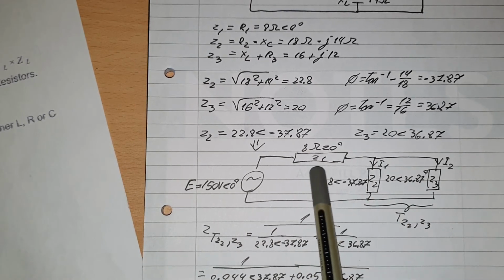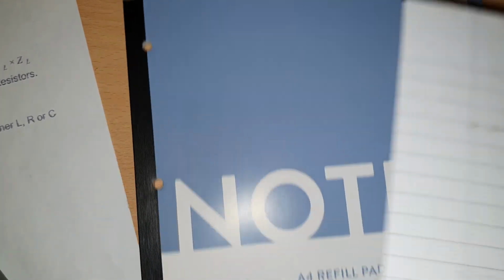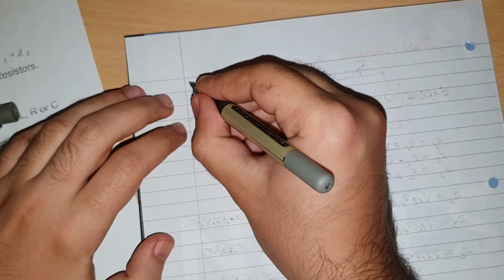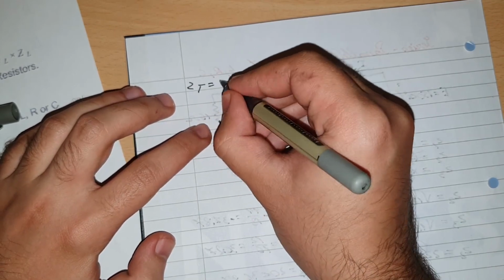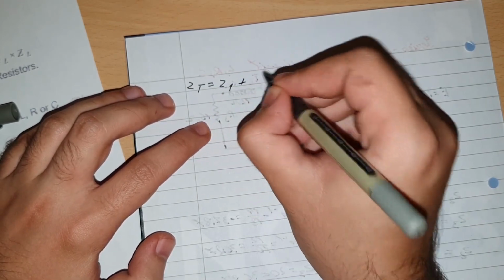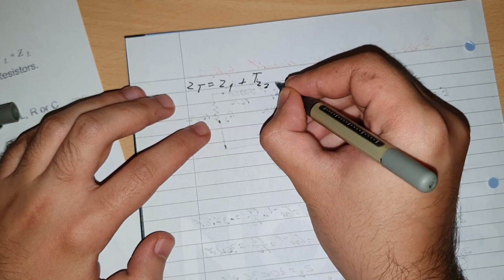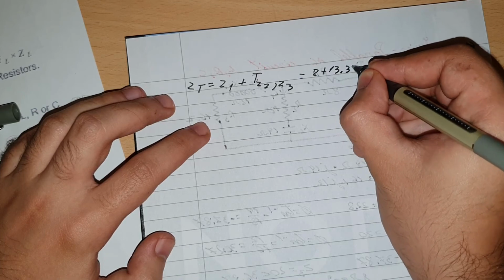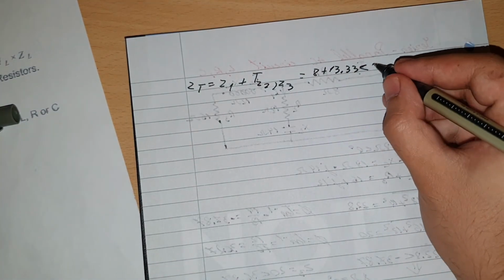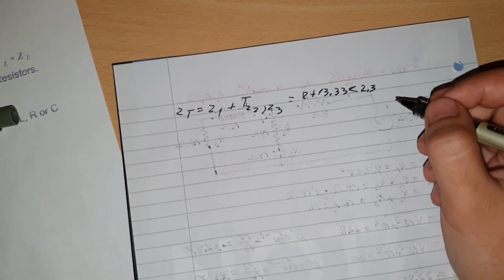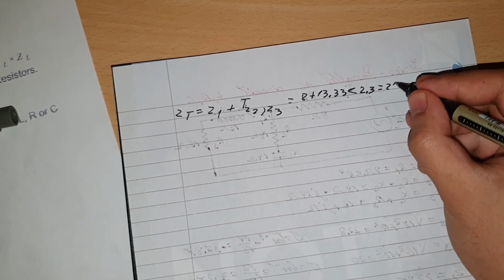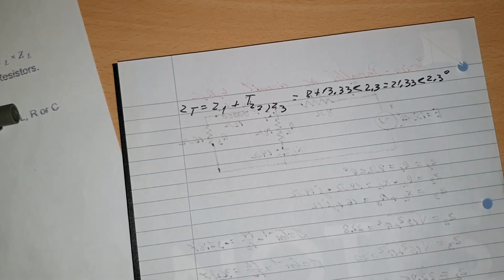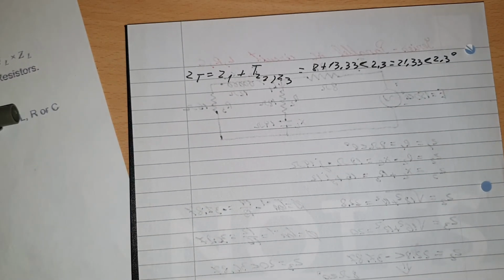So now we can just add them with Z1. So Z total will be equal to Z1 plus Z2 and Z3. That will be equal to 8 plus 13.33 at an angle of 2.3, and that will be equal to 21.33 at an angle of 2.3 degrees. Alright, so that will be the total.